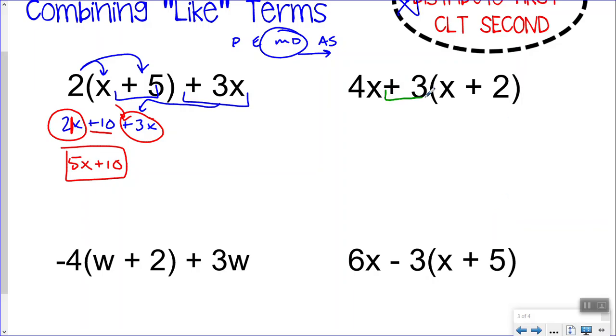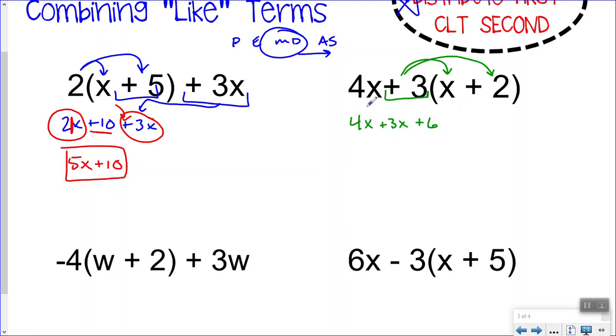I'm going to keep this sign with this number. So this is positive 3 that we're multiplying, but first we're going to just rewrite the 4x because that's not going to change in this step. Then we have positive 3 times x, which is positive 3x, and then we have positive 3 times positive 2, which is positive 6. Go ahead and combine like terms to simplify your answer.